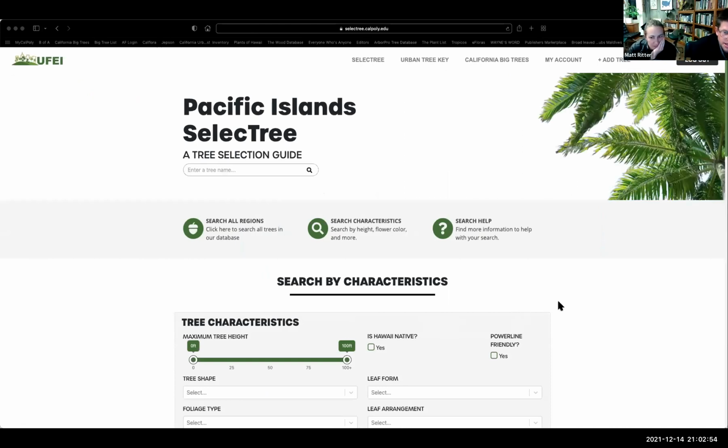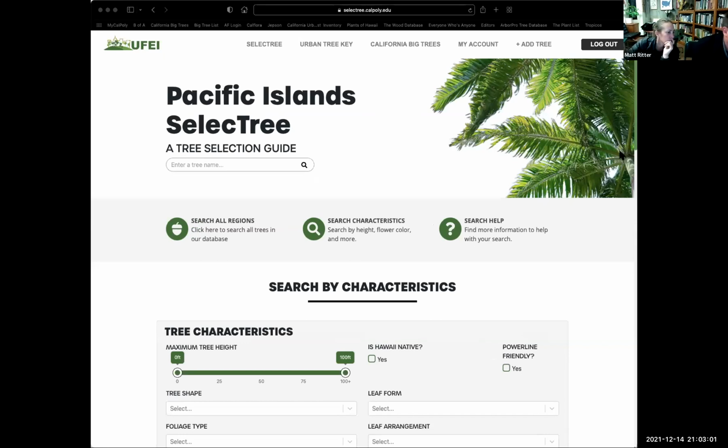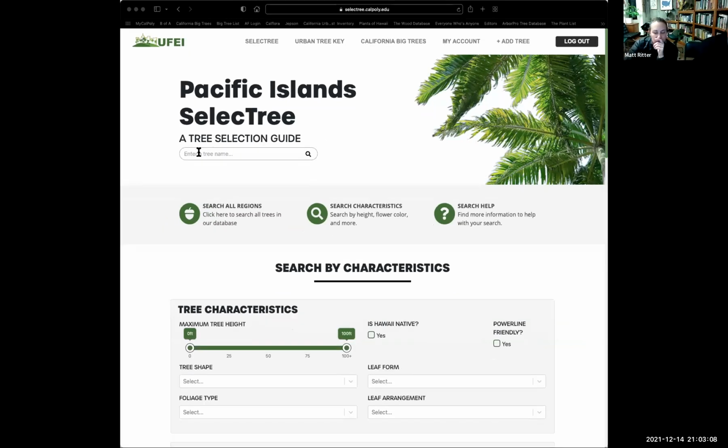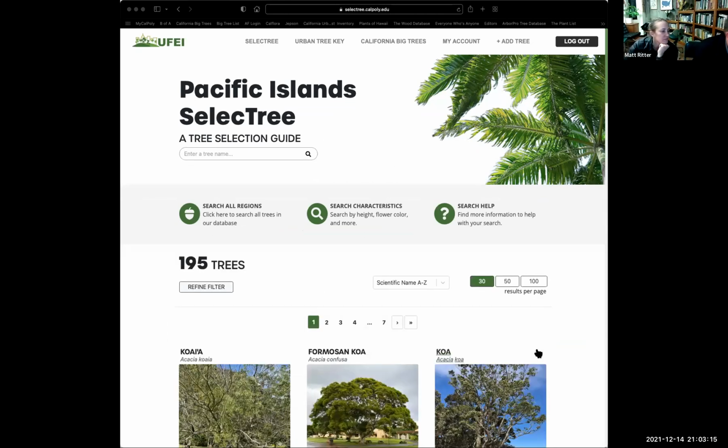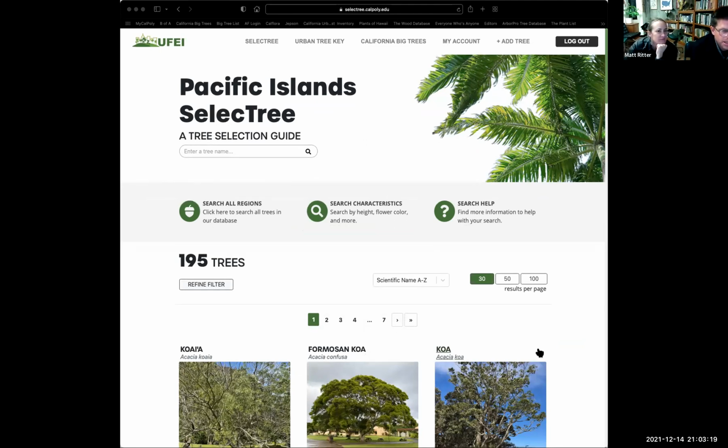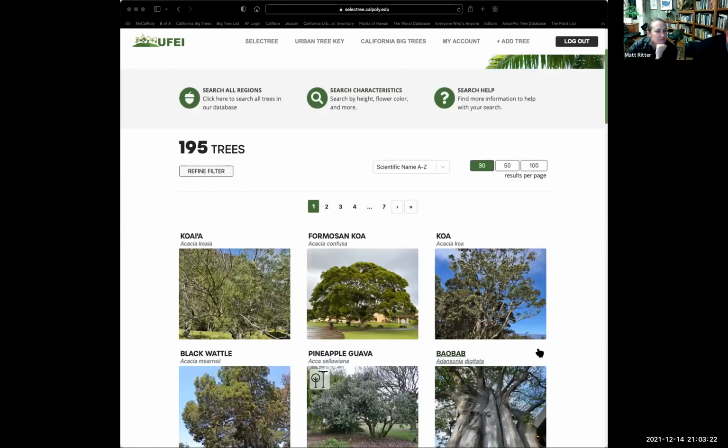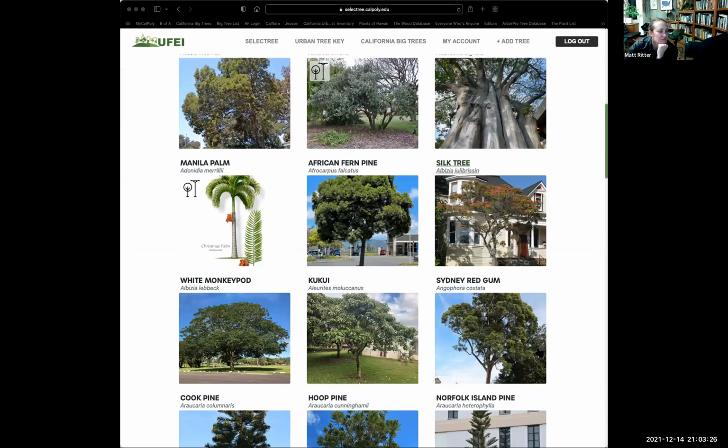What this is, it's the characters for 195 commonly grown trees on the islands. The way you can see all those trees is you can just go up into the search box and hit return, and it'll list all those trees for you. There they are, 195 species. You can go through them and see that there are native things, weedy things, and non-native things. You're seeing acacia all the way through pineapple, guava, and the different palms.